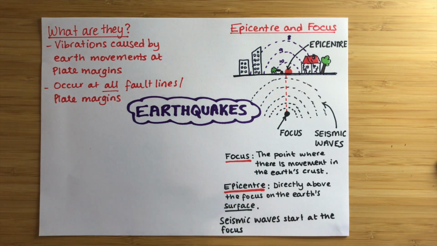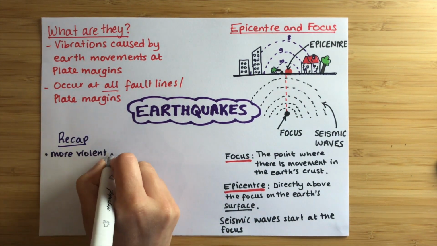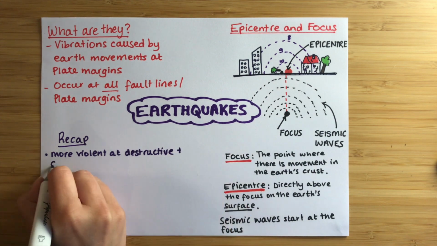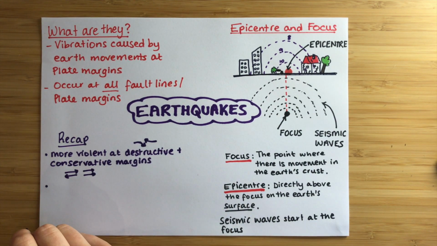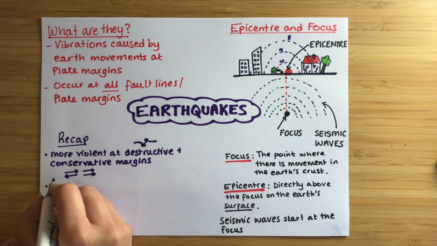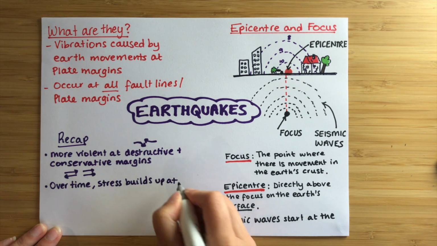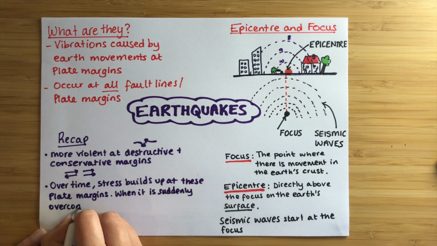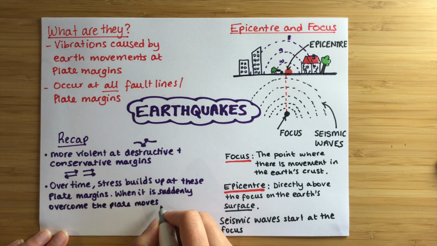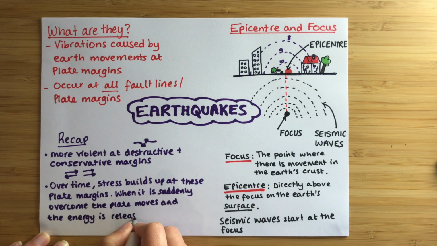Now to recap and just to remind yourselves, earthquakes are more violent at a destructive and a conservative plate margin. Now this is because over time the stress will build up at these types of plate margin where the plates are colliding or pushing against each other, and when it is suddenly overcome, the plate will move and shift and that energy will be released.